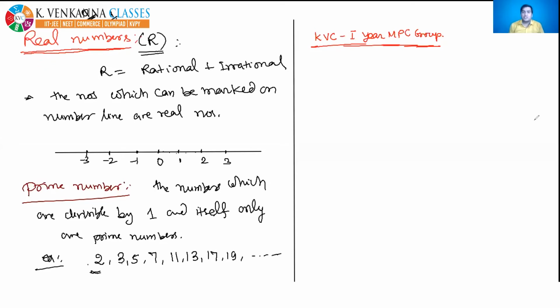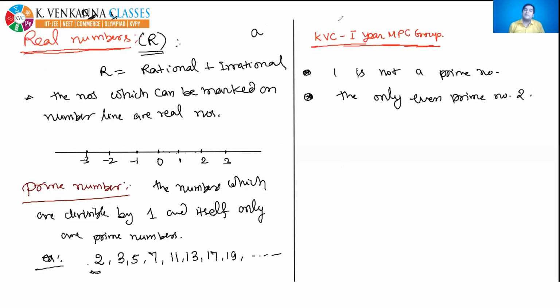So these two pieces of information I am going to write here. First, 1 is not a prime. Second, the only even prime number is 2. Do you know, in some questions, the question says let A be an even prime number, and some more information is given. So you must be clear, if A is an even prime number, then its value can only be 2.